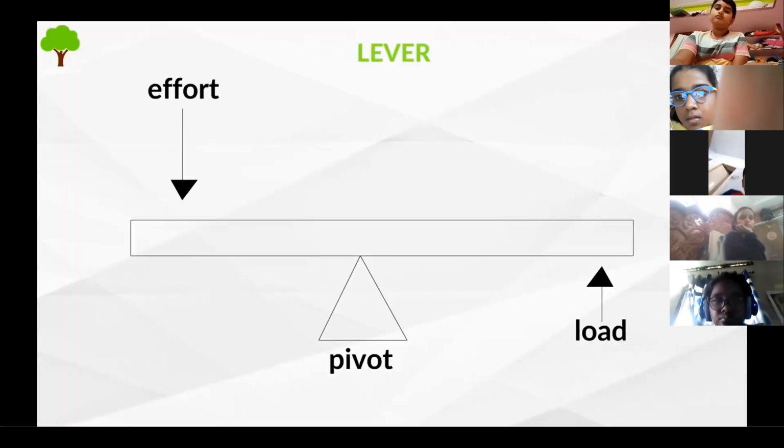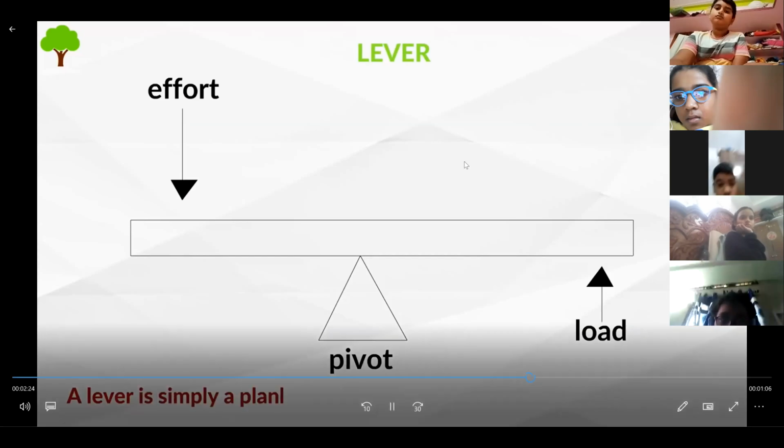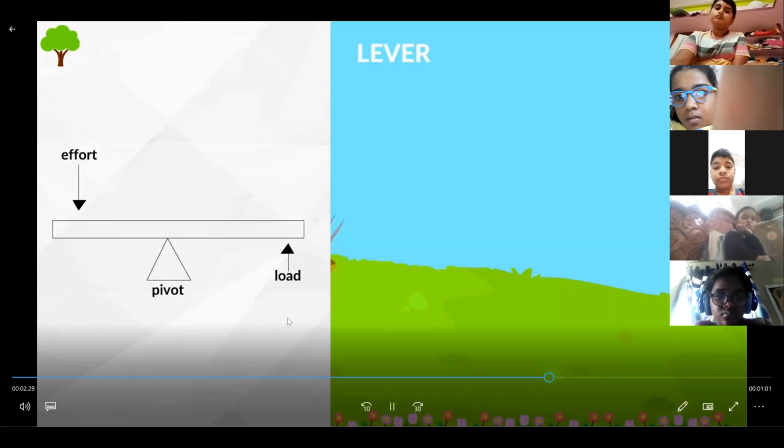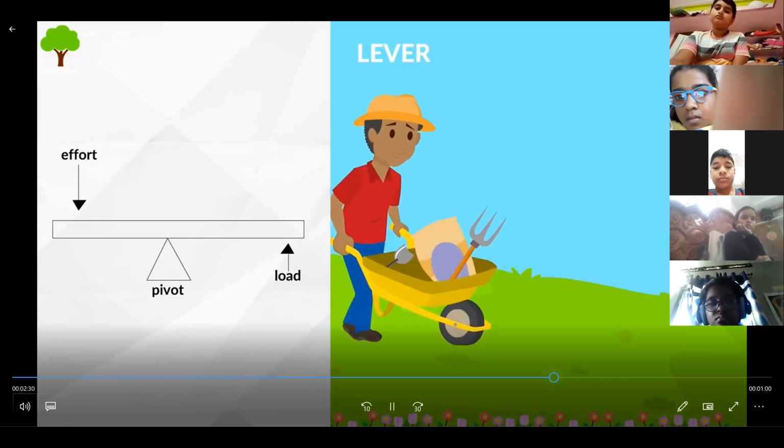Lever. A lever is simply a plank or rigid beam that is free to rotate on a pivot. It is perfect for moving or lifting heavy things.